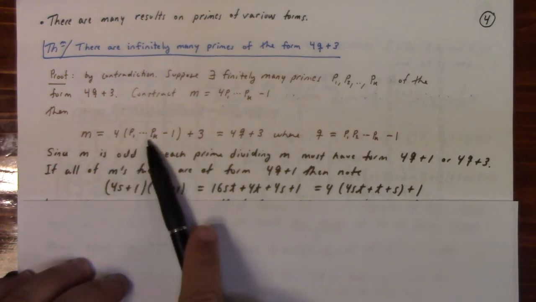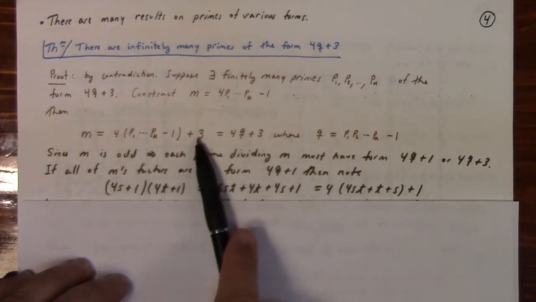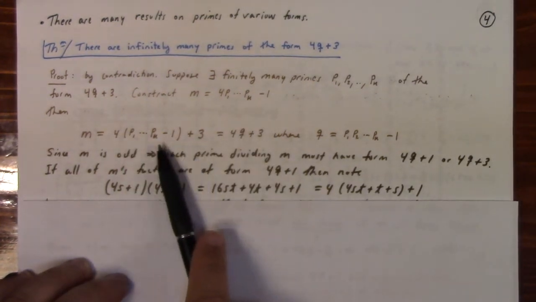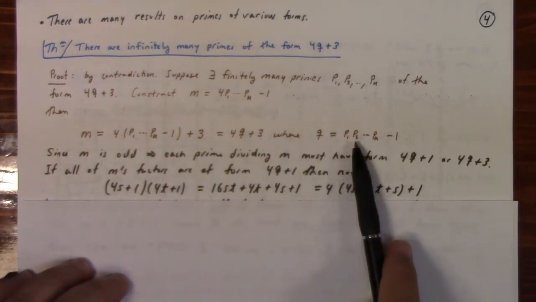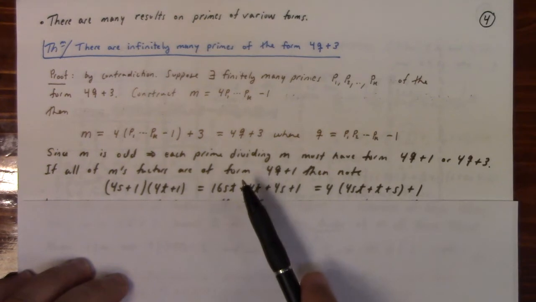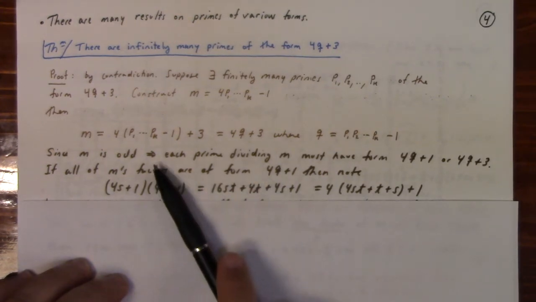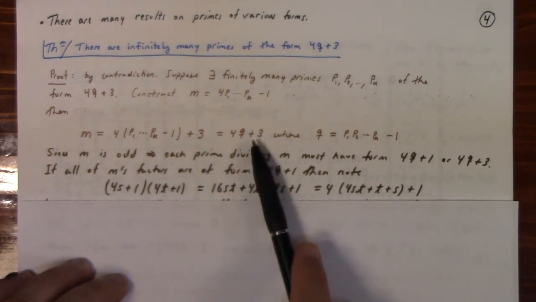So this is just an identity. This is equal to that. But this being equal to that shows that m is of the form 4q plus 3, where q is that. Now, what else can we say? Well, m is odd, because it's of the form 4q plus 3.